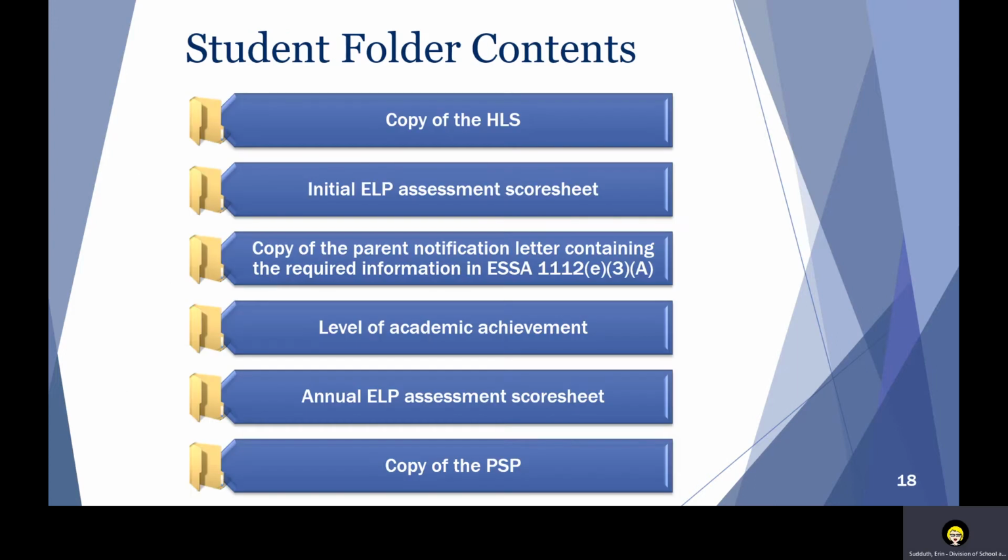The student folder contents should contain a copy of the original home language survey, the initial ELP assessment score sheet, a copy of the parent notification letter containing the required information in ESSA section 1112(e)(3)(A), the student's level of academic achievement, their annual ELP assessment score sheet, and a copy of their PSP.